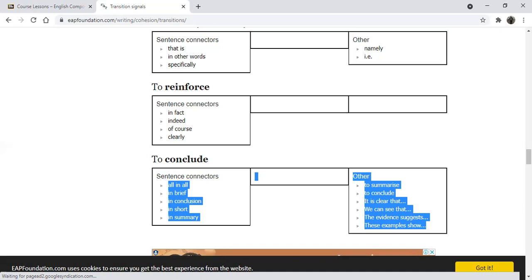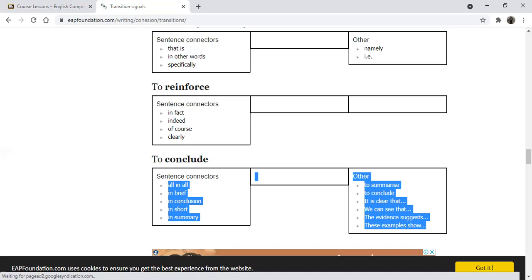Signals used to introduce a cause or reason. For this reason, for, because, since, as, to result from, to be the result of, due to, because of, to be the effect of, to be the consequence of, as a result of, as a consequence of.